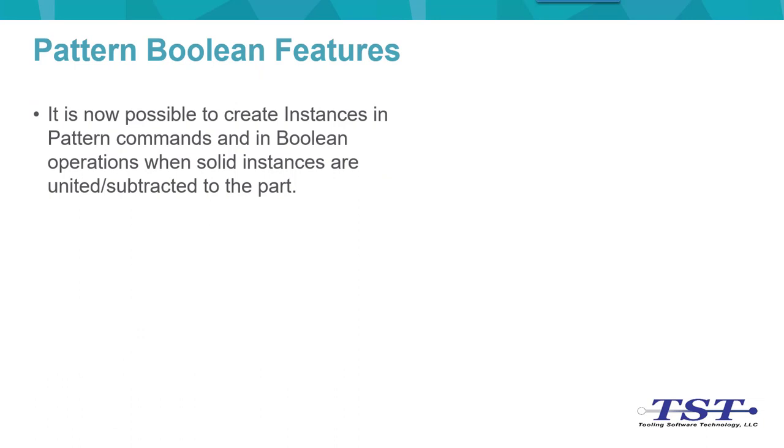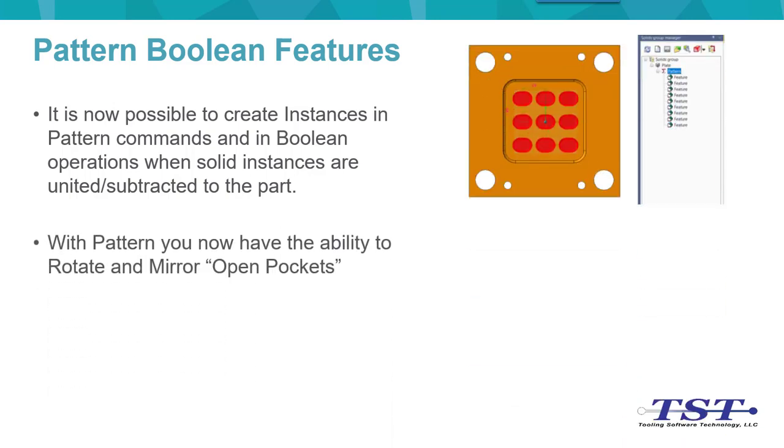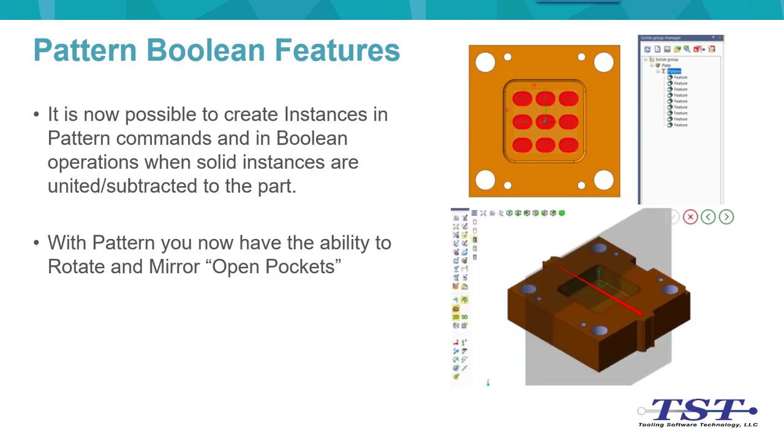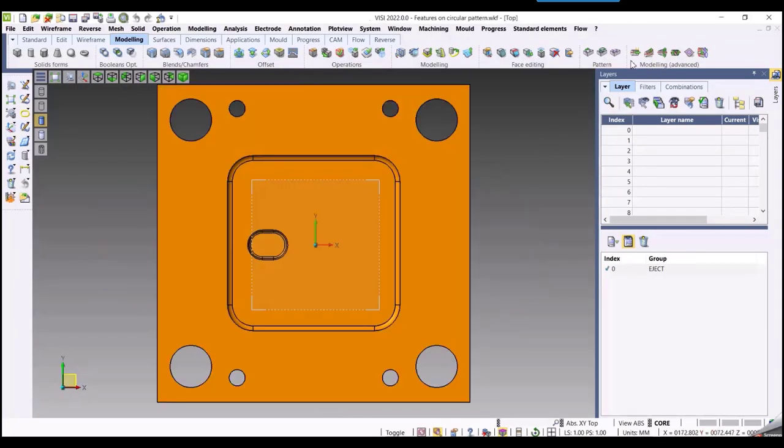So within the pattern Boolean options, it is now possible to pick from pattern commands within the Boolean options, and it will create instances for you. So for example, if you make a change to one, it will make a change to them all. So when you create instances, this allows you to do your rotations, mirrors, and open pockets. So within open pockets, you have the ability to rotate and mirror those options. So here's just a quick video example.